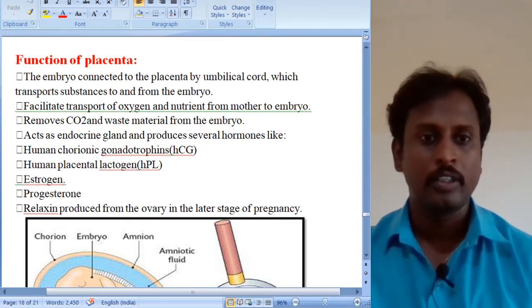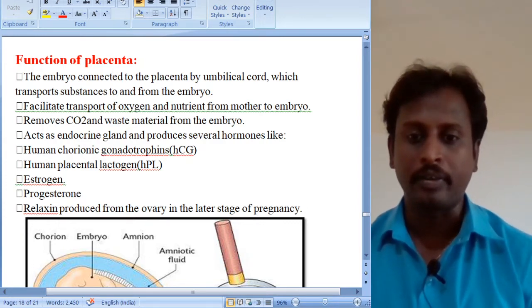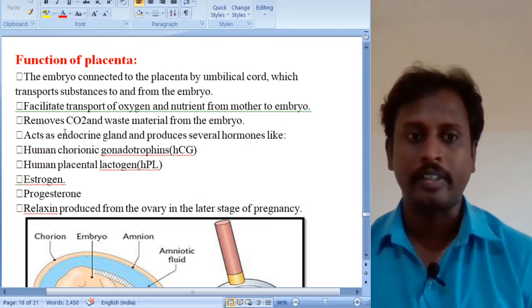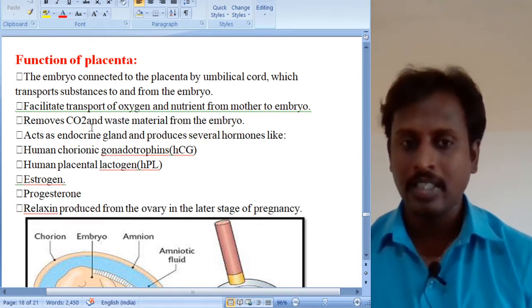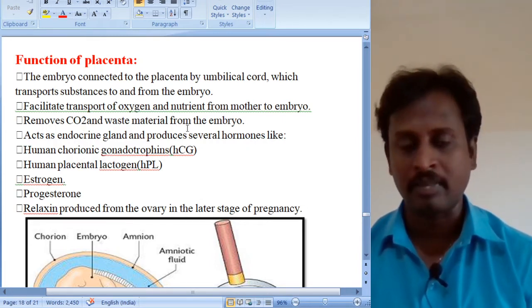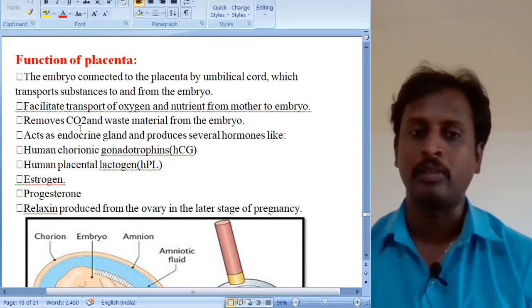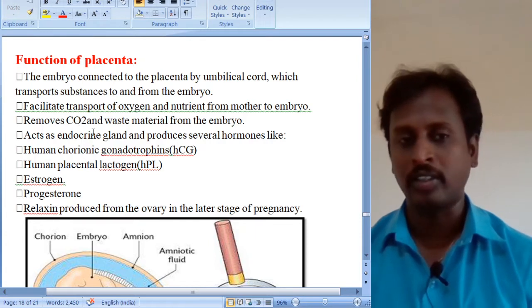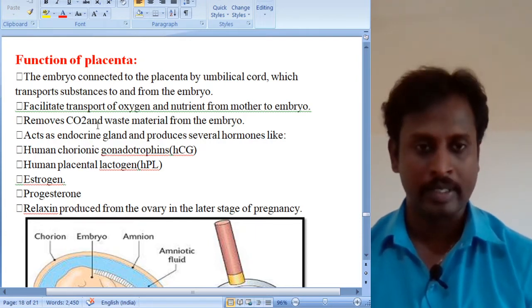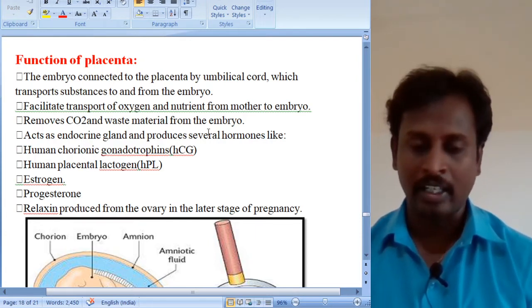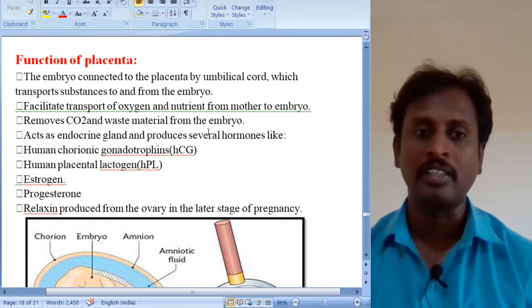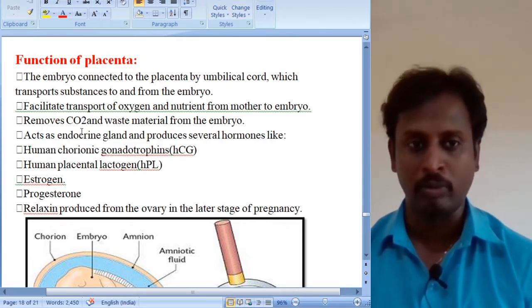Next function, it removes CO2 as well as the waste material from the embryo. Okay, this umbilical cord sends the carbon dioxide and waste material from the fetus, from the embryo, to the mother. That is one more function of the placenta.